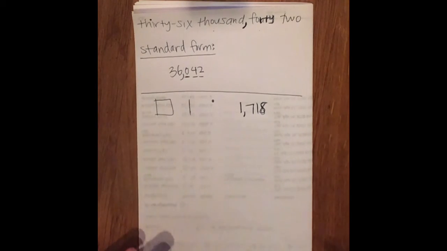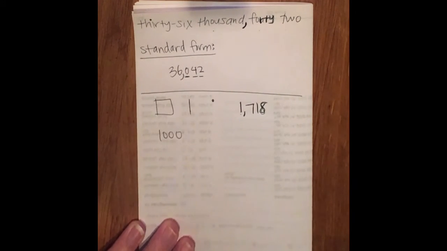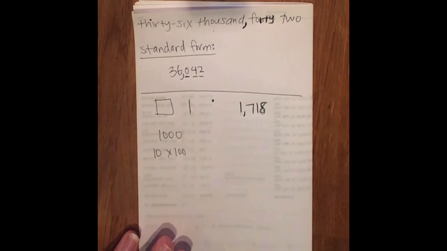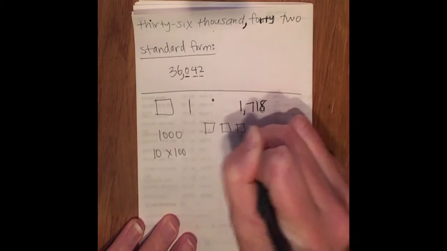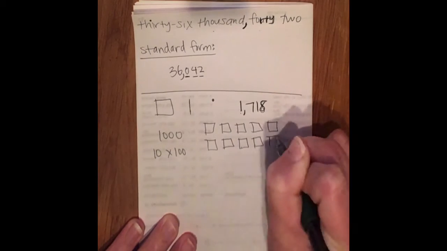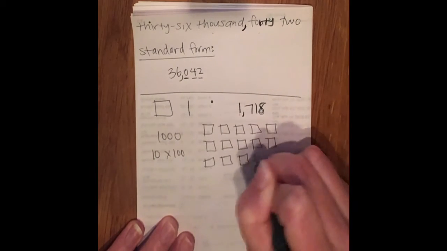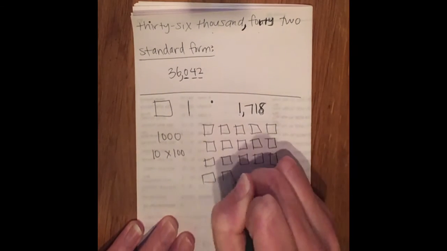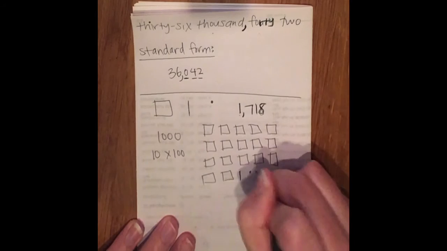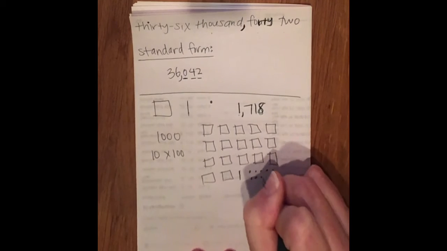Here's the one that I would come up with. I know that if I have 1,000, that means I have 10 hundreds. So I would write 1, 2, 3, 4, 5, 6, 7, 8, 9, 10. And then I have 7 more hundreds. 1, 2, 3, 4, 5, 6, 7. And then I have 1 10. And I have 8 ones. That's one way you could do it. Like I said, there's many different ways that you could do it.